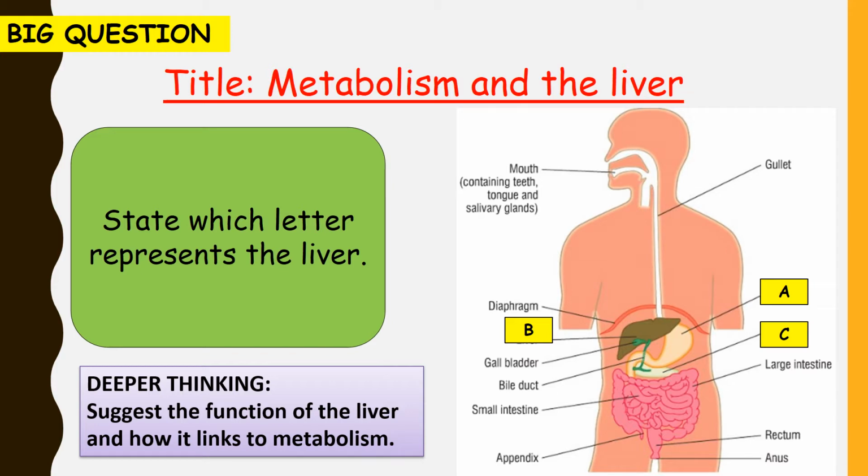Today we're going to be looking at metabolism and how the liver is involved in it. So we've got a little thinking activity to start us off. There's a picture of the body and some of the organs. Which of the letters is showing the liver? That's your first task. The next one suggests the function of the liver and how it links to metabolism. This is something we're doing in this lesson, so put down your idea and then at the end, see if you got that right. Okay, so pause the video and do that now, please.